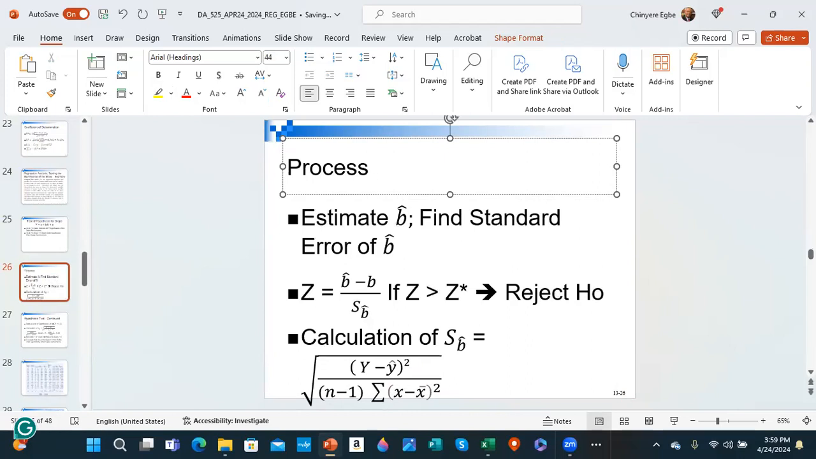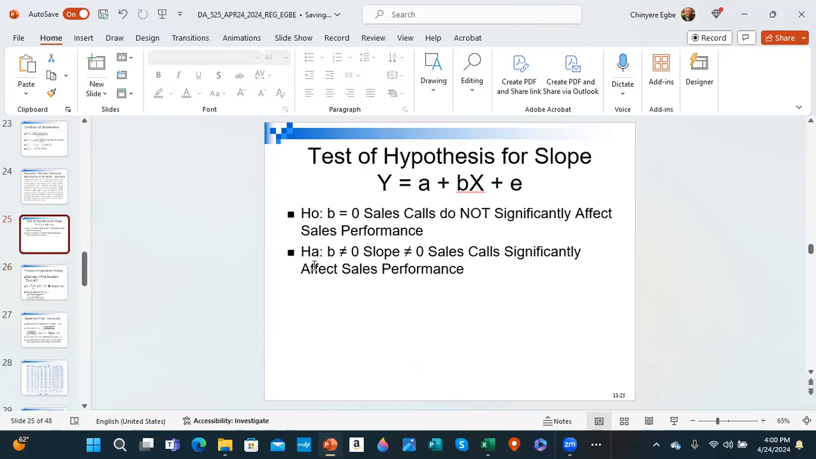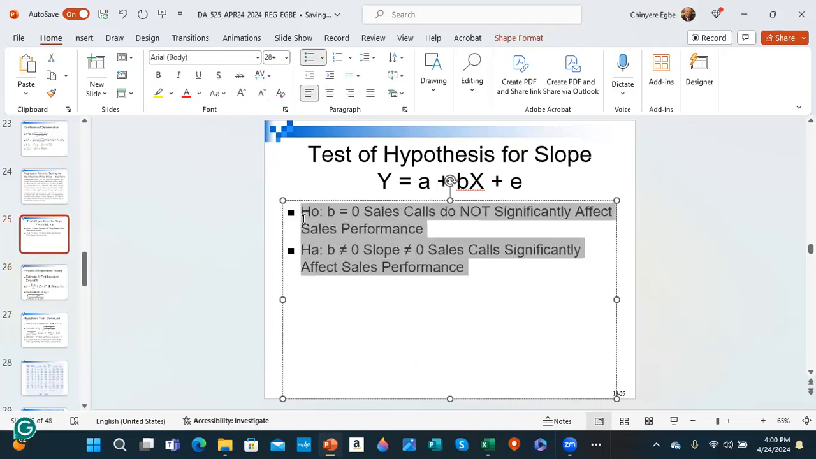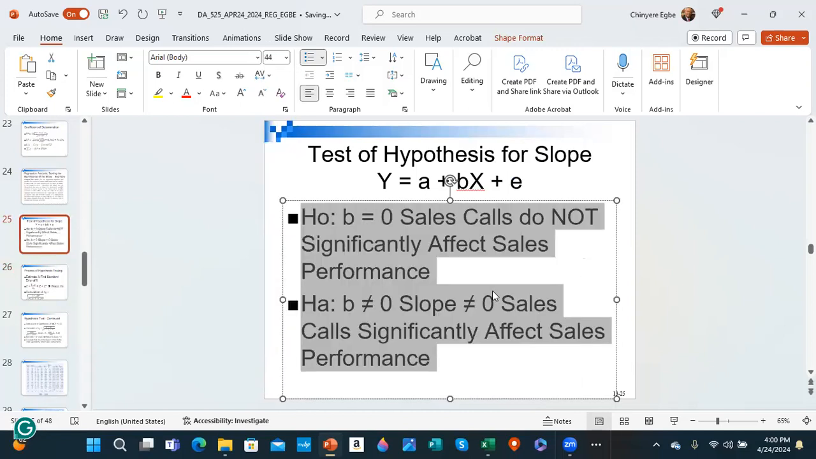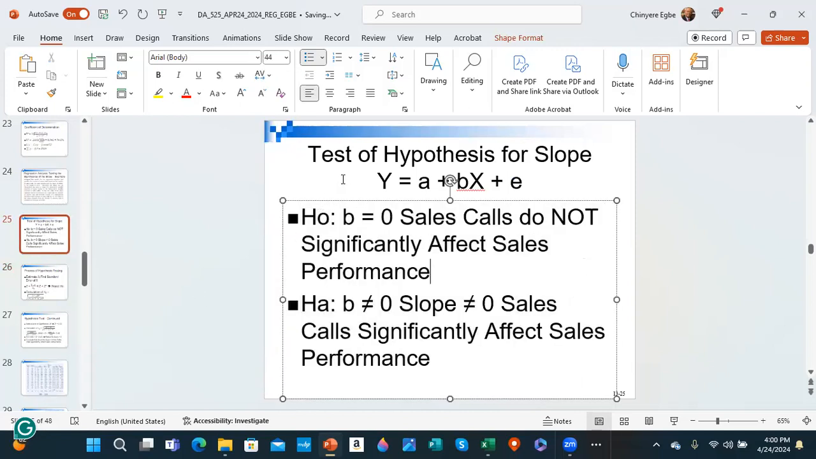This is the process of hypothesis testing for a regression model. All right. So our hypothesis, quite simply, is that B is equal to 0. That is our null hypothesis. Okay. The way we begin the process is to state the null and alternate hypothesis.